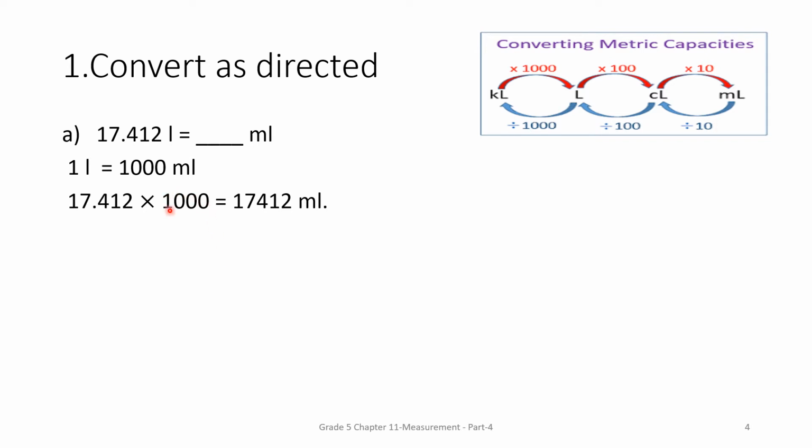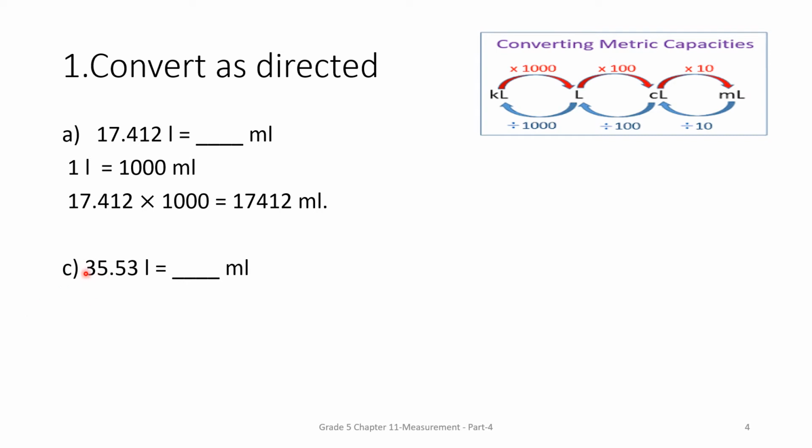Now scholars, here comes the concept of multiplication by 1000. For that we count the number of zeros in 1000. Here we have 3 zeros, right? So what do we need to do with the decimal point? We need to shift the decimal point to its right by 3 digits, because it is multiplication, and in multiplication we shift the decimal to its right. So 1, 2 and 3. The decimal point will be shifted to its right by 3 digits and our answer will be 17412 milliliters.